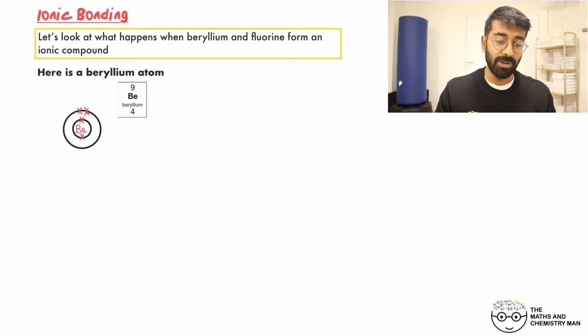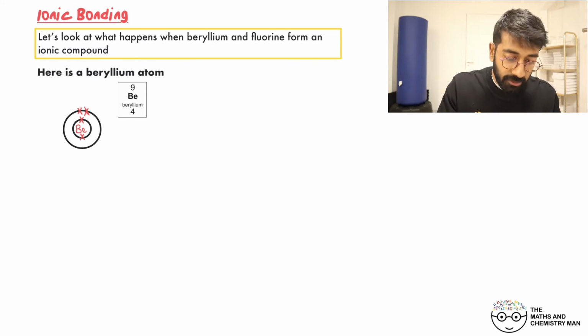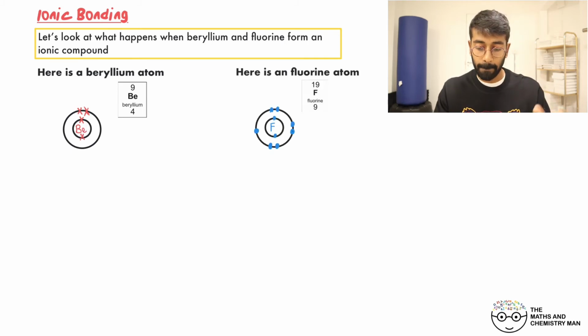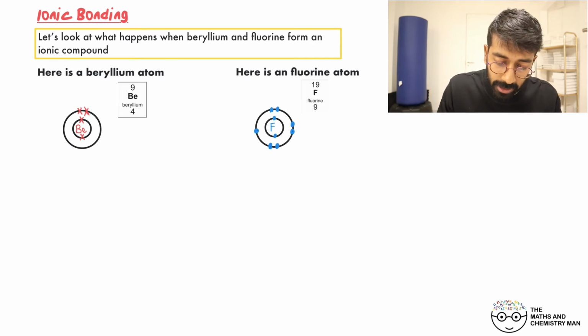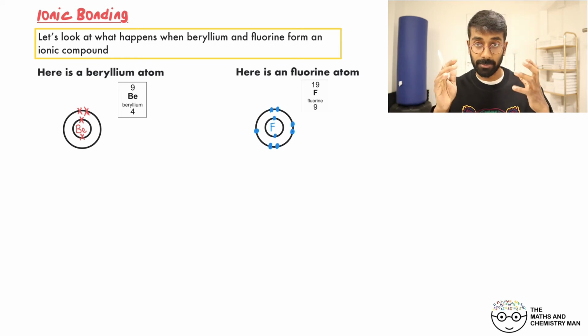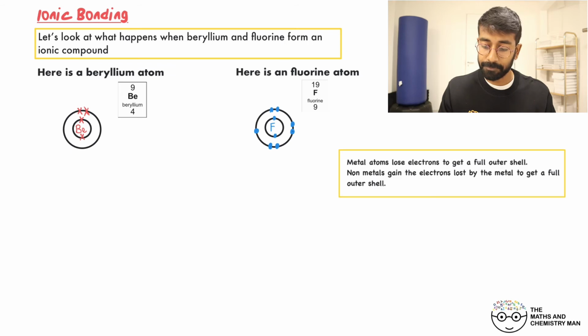We're going to look at beryllium and fluorine. So what happens when they come together? Now, beryllium has 4 electrons, so 2 on its inner shell, 2 on its outer shell. We've got fluorine here as well. Fluorine has 9 electrons in total. So you can see that we've got 1, 2, 3, 4, 5, 6, 7 on its outermost shell. It's in group number 7, 7 on its outer shell.